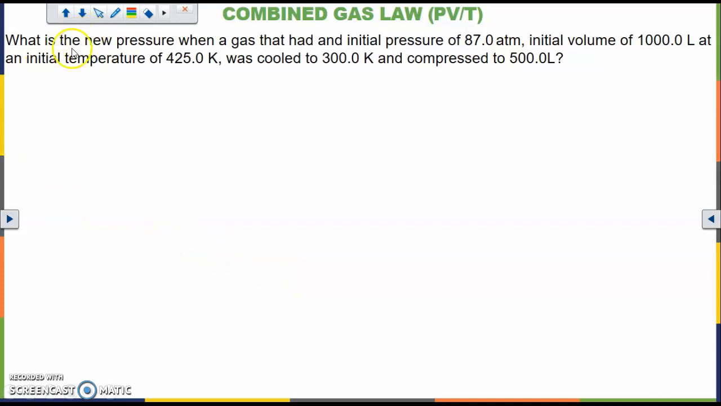Okay, so this is a problem here. What is the new pressure? So we're looking for P2 when the gas that had an initial pressure, so this is P1, of 87.1 atm, initial volume V1, initial temperature T1, was cooled to 300 degrees Kelvin, that's T2 obviously, and this is volume 2. Again, we know it's volume 2 because, see this word again? 2. So any numbers after the word 2 are final numbers. So 2 of something, V2, T2, whatever that would be.